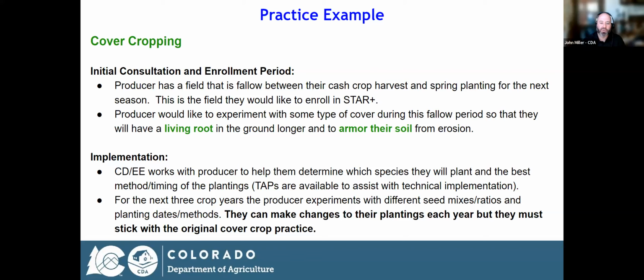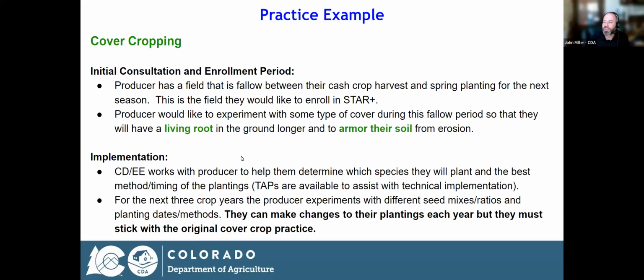And I highlighted living root and armor their soil because those are the two principles of soil health that this practice they want to implement is going to be touching on. So we know why they want to do this cover crop. That's the justification of how it affects their soil health: the living root and armoring their soil.